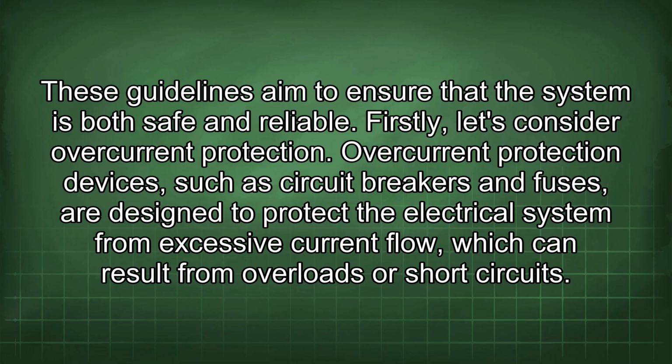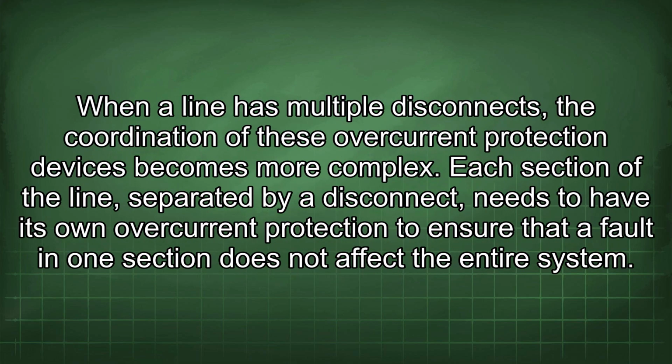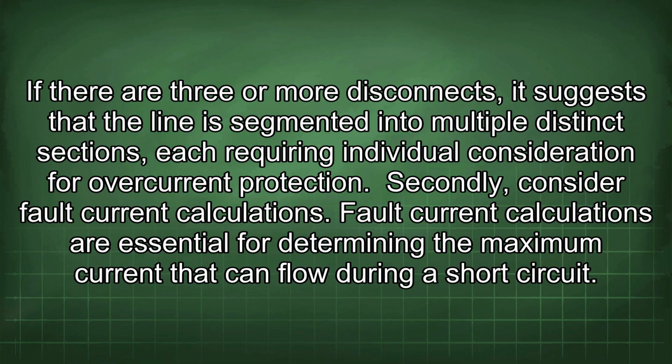These guidelines aim to ensure that the system is both safe and reliable. Firstly, let's consider overcurrent protection. Overcurrent protection devices, such as circuit breakers and fuses, are designed to protect the electrical system from excessive current flow, which can result from overloads or short circuits. When a line has multiple disconnects, the coordination of these overcurrent protection devices becomes more complex. Each section of the line, separated by a disconnect, needs to have its own overcurrent protection to ensure that a fault in one section does not affect the entire system. If there are 3 or more disconnects, it suggests that the line is segmented into multiple distinct sections, each requiring individual consideration for overcurrent protection.